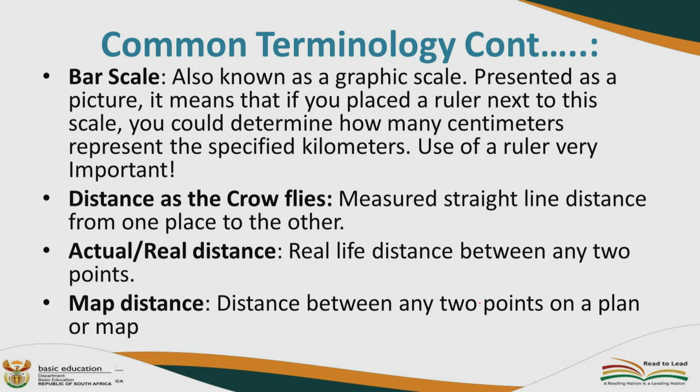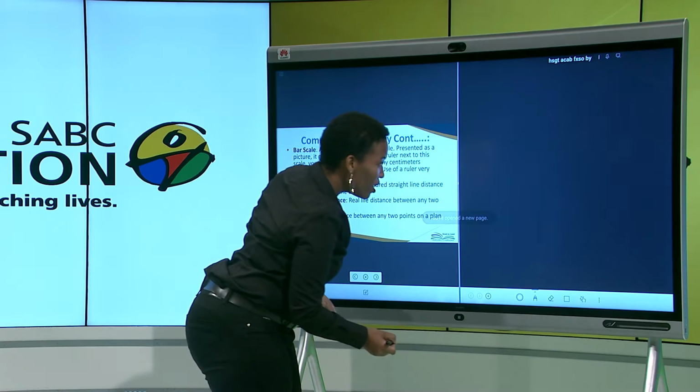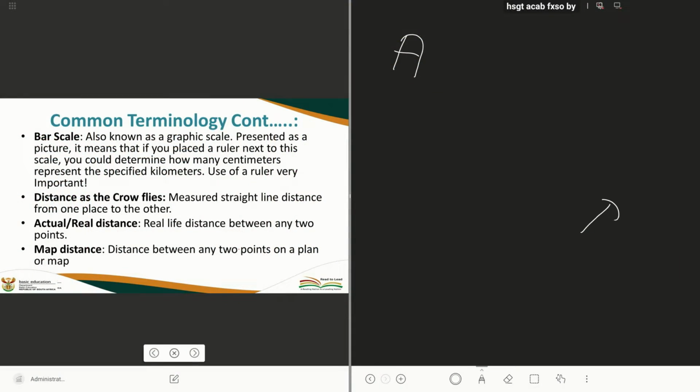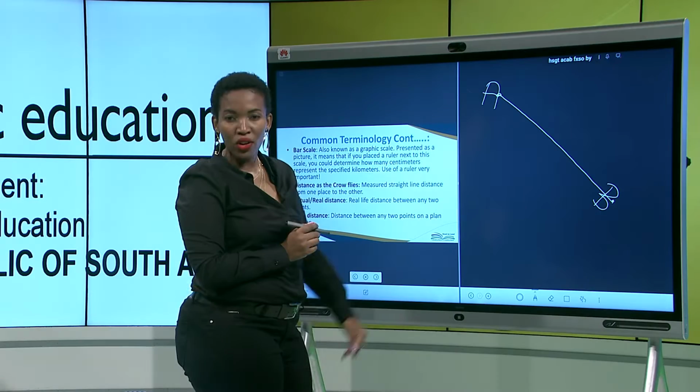And then we have the distance as the crow flies. You'll normally come across this in the exams, when the examiner will say, calculate the actual distance from point A to point B as the crow flies. What does the distance as the crow flies mean? It means a straight line distance from point A to point B. So if you have point A and then you have point B, when you measure your distance with a ruler, a straight line distance, this is what is meant by the distance as the crow flies.